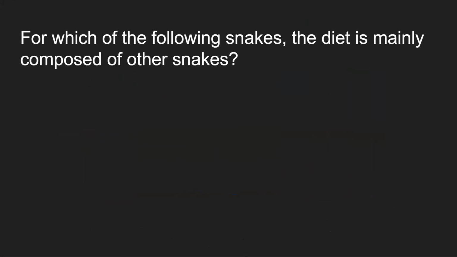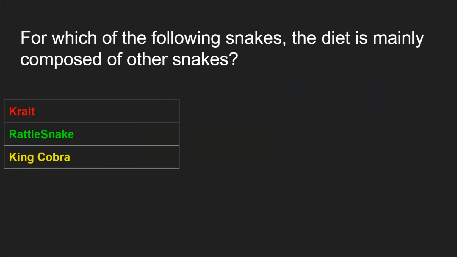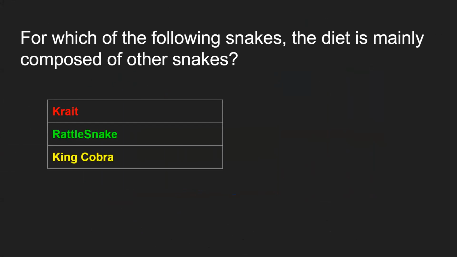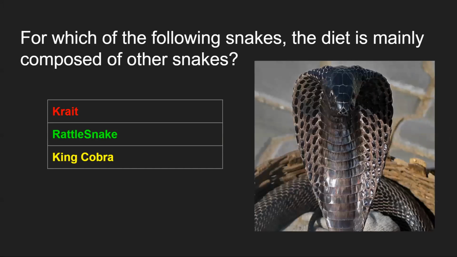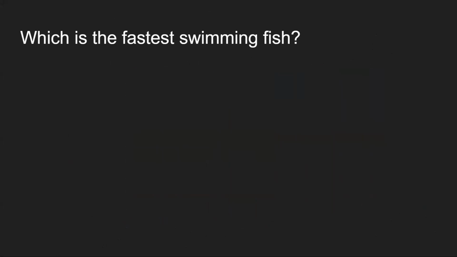Now come to the next one. For which of the following snakes is the diet mainly composed of other snakes? Means that snake is eating other snakes. So you have to find out the name of the snake. Options are krait, rattlesnake, king cobra. Out of these three options, which snake is eating the other snakes? That is the king cobra. Yes.